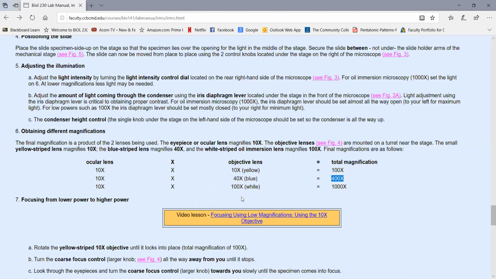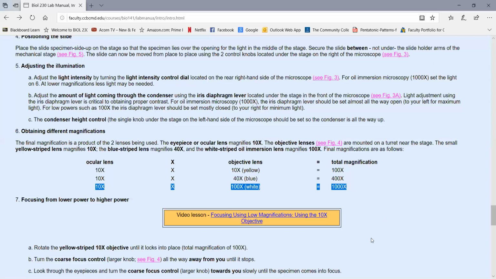But almost always we're going to be using the 100x white striped oil immersion objective. So in that case, it would be 10x of the ocular times 100x of the objective. We're seeing the image 1,000 times its real size. And that's the maximum useful magnification you can actually get with a light microscope, one that uses visible light as a light source, as opposed to an electron microscope.